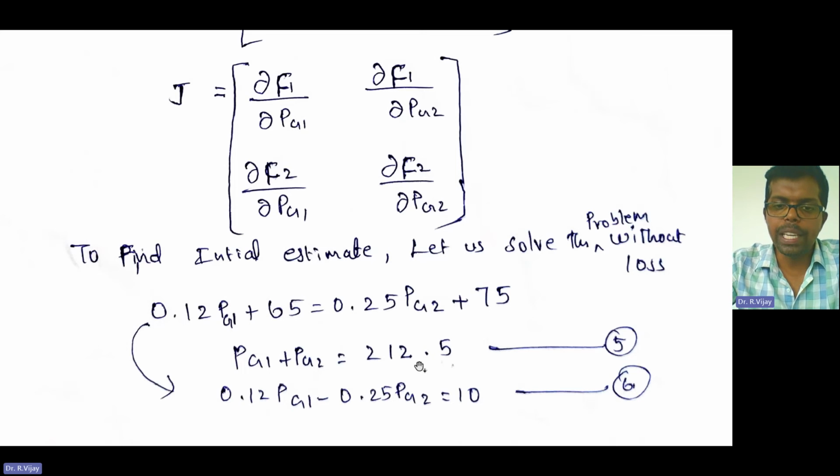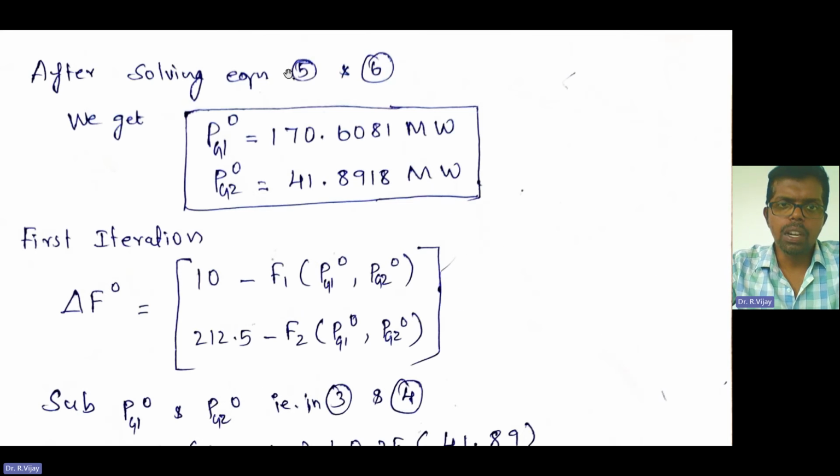So these two equations, while simplifying, the first becomes 0.12 Pg1 minus 0.25 Pg2 is equal to 10. Take this as 5 and this as 6. These two equations we further solve. After solving equations 5 and 6, we get the initial value of Pg1 equal to 170.6081 megawatt, and Pg2 equal to 41.8918 megawatt.